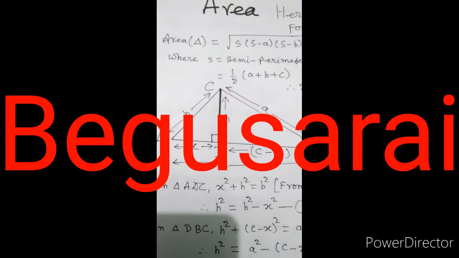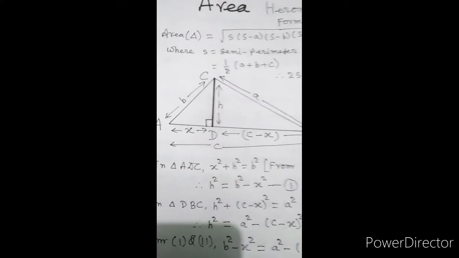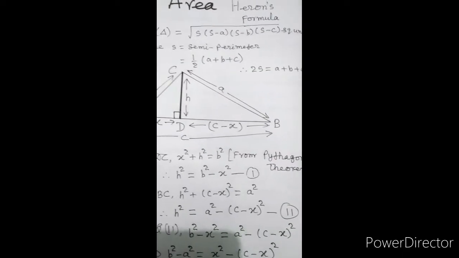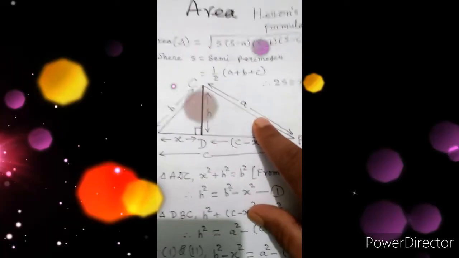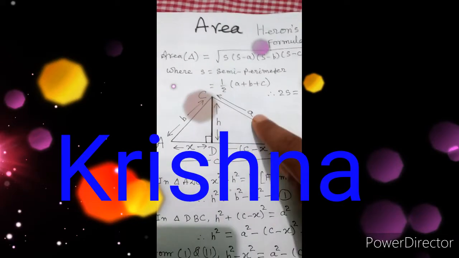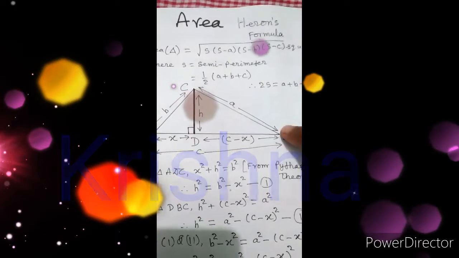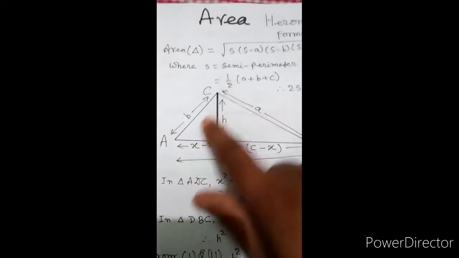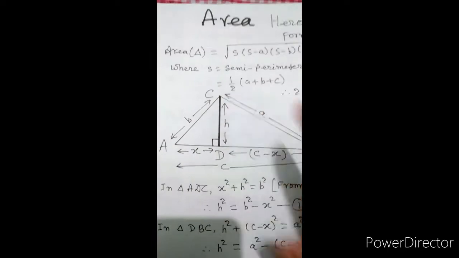As we know, the perimeter of a triangle is the sum of all its sides. Sum of the lengths of all its sides is called its perimeter. Here A, B and C are given. Lengths of all the sides are given. Length of BC is a, length of AB is c, and length of AC, it is also given, is b.